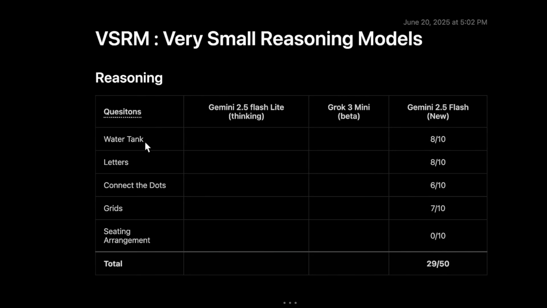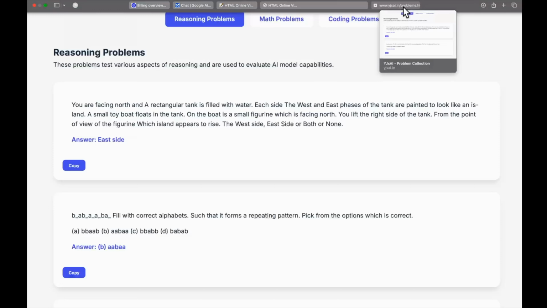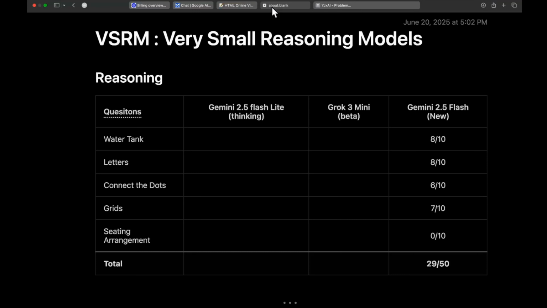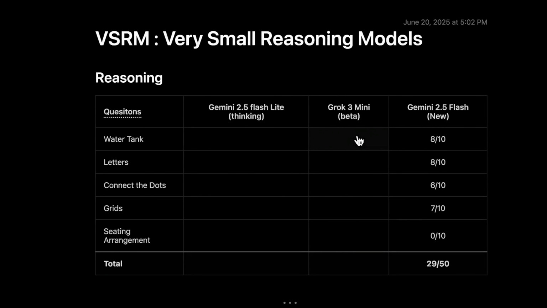Let's have a look. The first question is the water tank question. If you head over to my website, you will be able to see this question. I'll be giving the link in the description, so you can check that out. So this is the first question, as you can see. In this particular question, Grok 3 Mini actually scores 10 out of 10. I have tested these questions 10 times and score how many times they get it right out of 10. So out of 10 times Grok 3 Mini got it right. What about Gemini 2.5 Flash Lite? It got it right just 7 times out of 10.